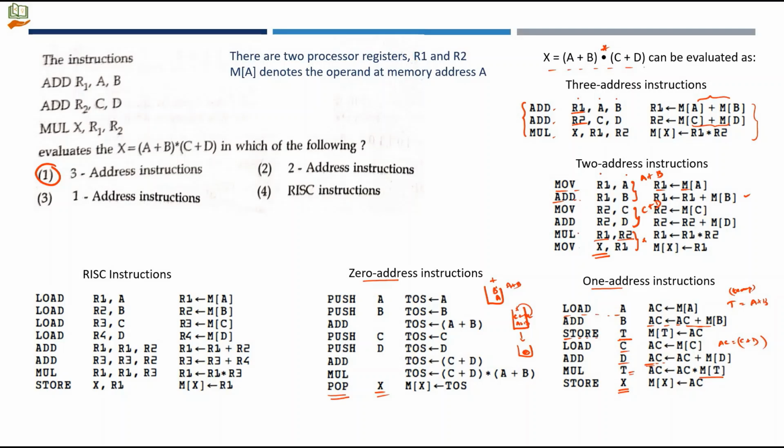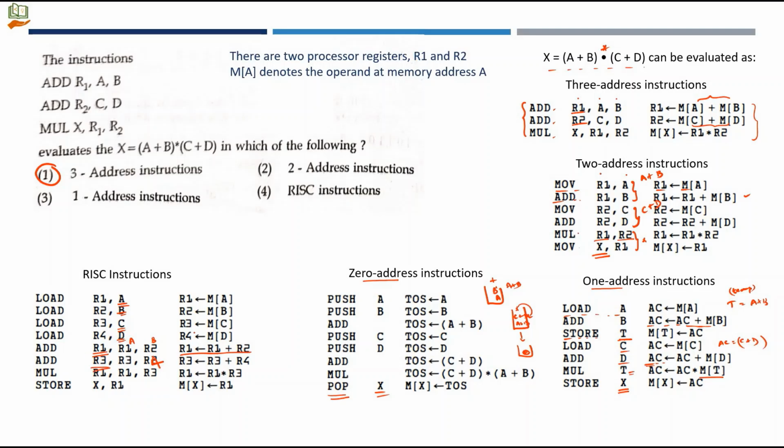Reduced instruction set computer is RISC. We are loading the content of A to a register, B to a register, C to a register and D to a register. We are adding the contents of R1 and R2, that is A and B, and then storing it back to R1 itself. From this particular expression you can understand that this is actually R4.